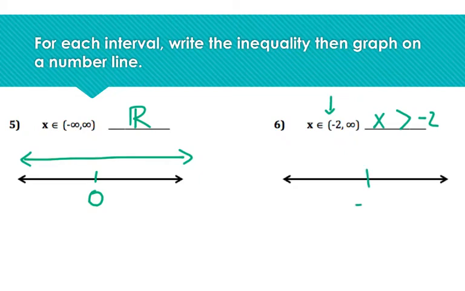Now our number line, -2 in the middle. Then we have -1 to the right, -3 to the left. We'll have an open circle at -2, and our arrow pointing to the right to infinity.